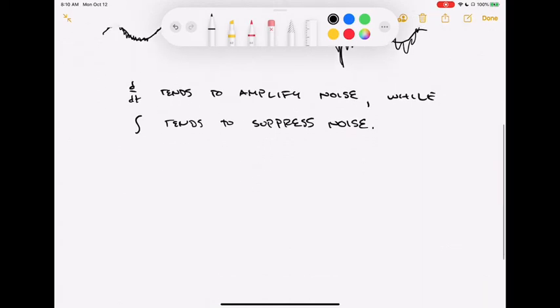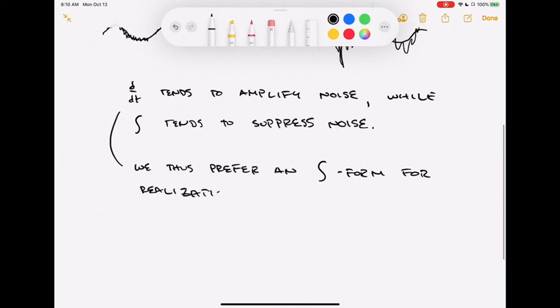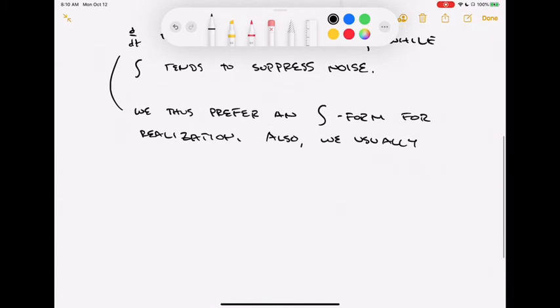As I go with this then, I'm just going to note we thus prefer an integral form for realization. Also, we usually, and I can't think of a case when we wouldn't, normalize that lead coefficient for the highest order power of derivative. So we normalize the a0 coefficient equal to 1. If it wasn't equal to 1, you just divide the entire equation by a0.